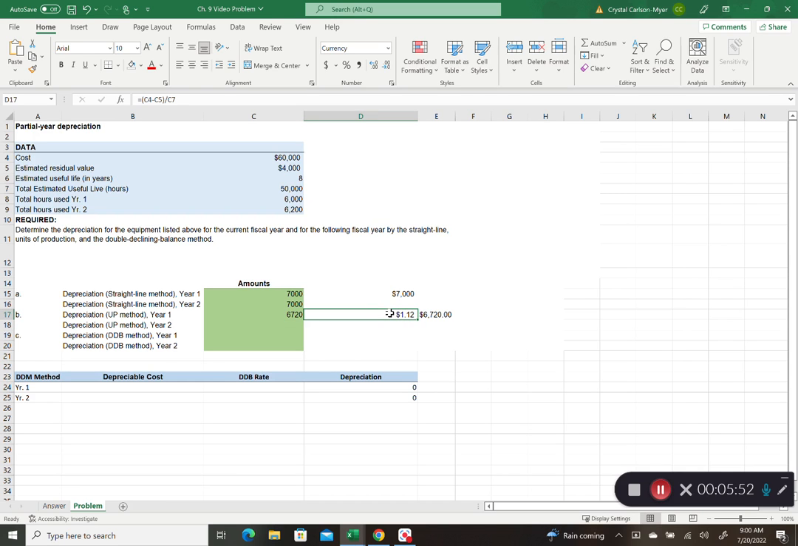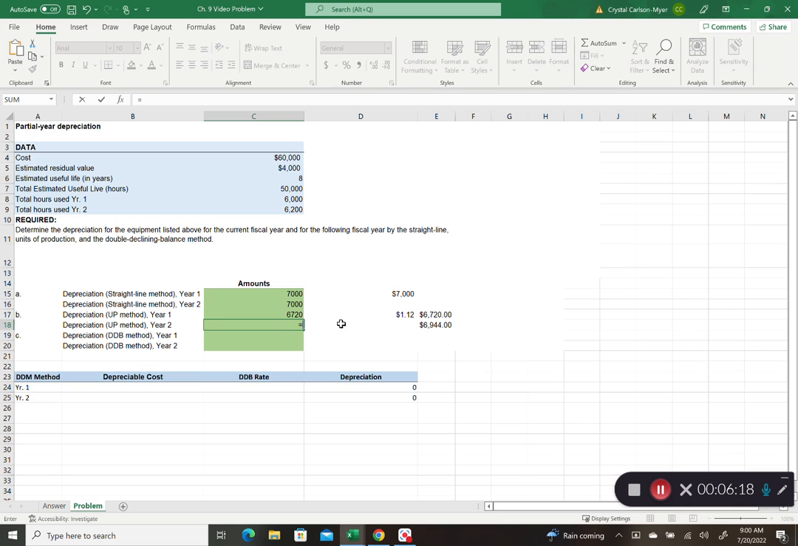We're going to use that throughout the life of the asset unless, like I said, the residual value changes. Then you'll need to update it. But at this stage, we haven't changed our residual value in year two. So take your depreciation per hour, the $1.12, and multiply it by the number of hours used in year two, which in this case was 6,200. So we're going to depreciate $69.44 in year two. All right, so $69.44 is our depreciation for year two.